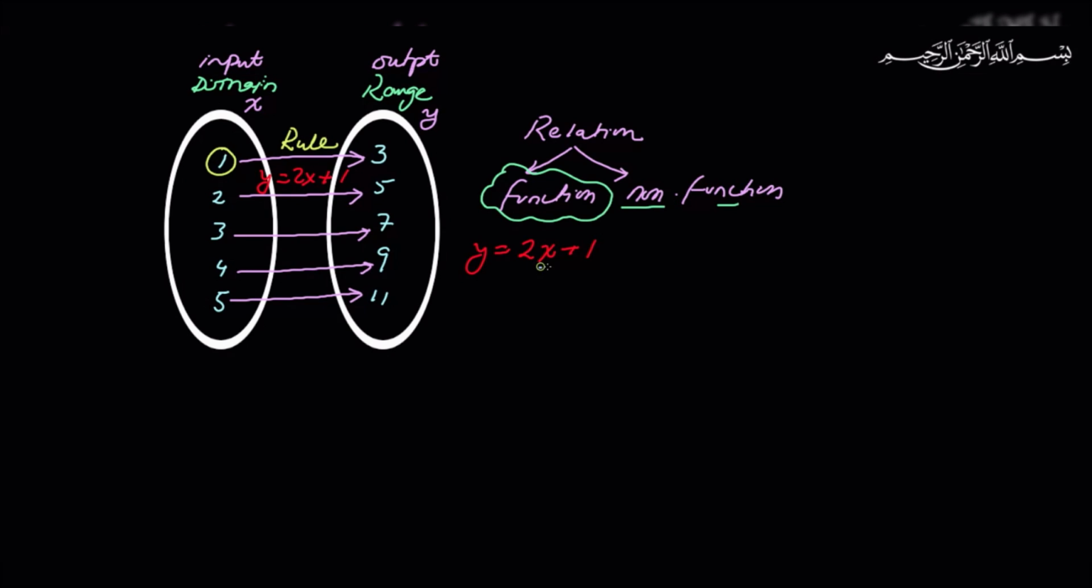A rule takes the input and manipulates it somehow and converts it into the output. Another way of saying this is f of x is equal to 2x plus 1. So the rule is that you take the input, multiply it by 2, and add 1 to it to get the output, or the functional output, f of x.